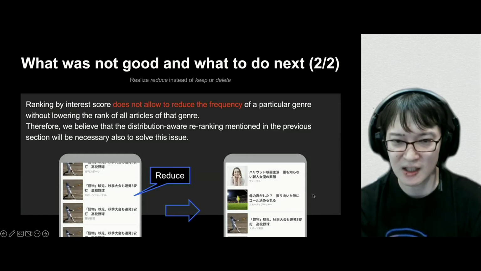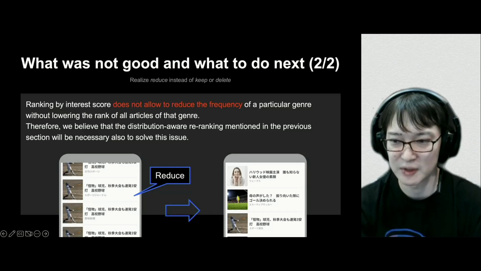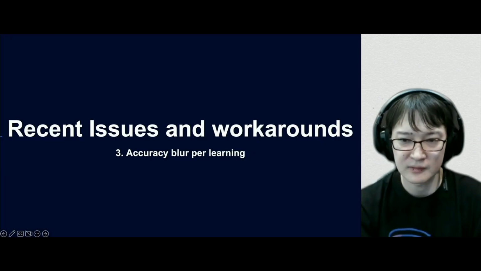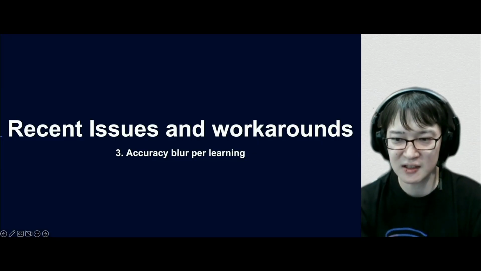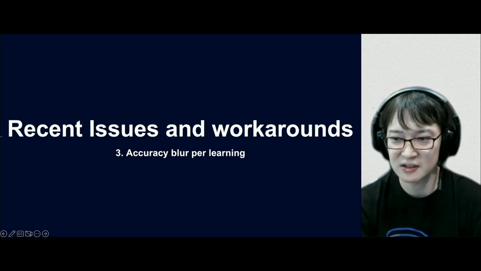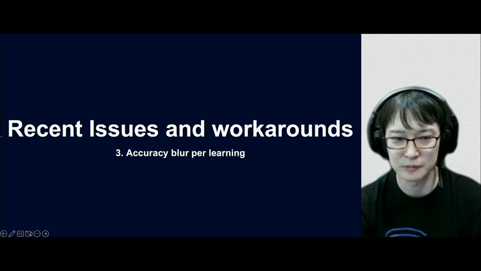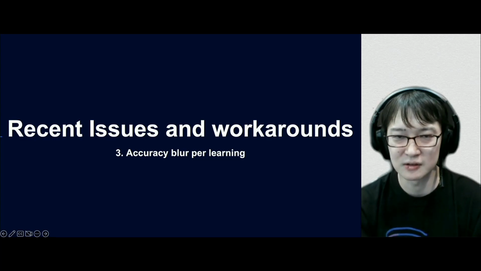So we need to look at distribution-based re-ranking in order to deal with this situation. While I have presented two examples related to user experience, I will now conclude with one example of a trap that is often overlooked in learning systems.